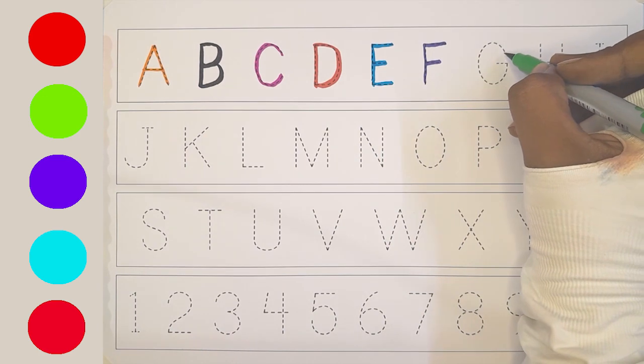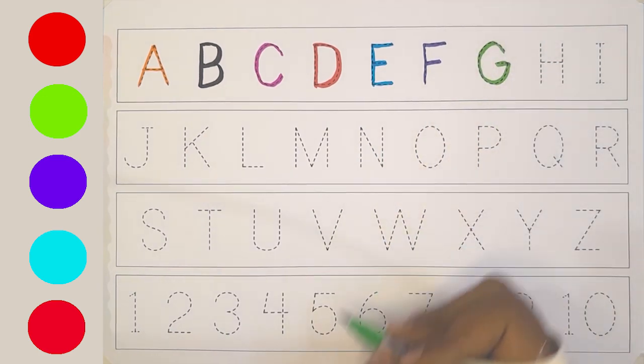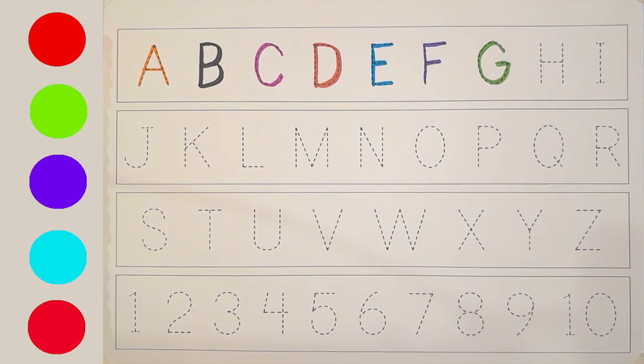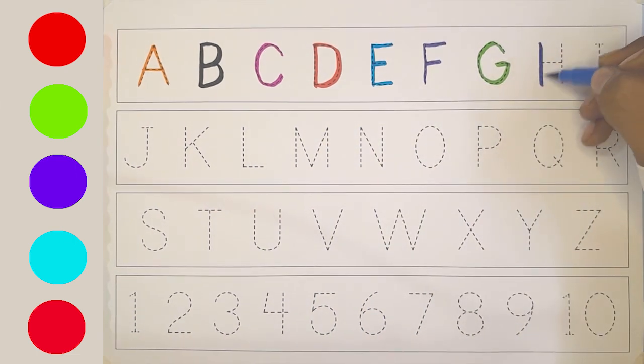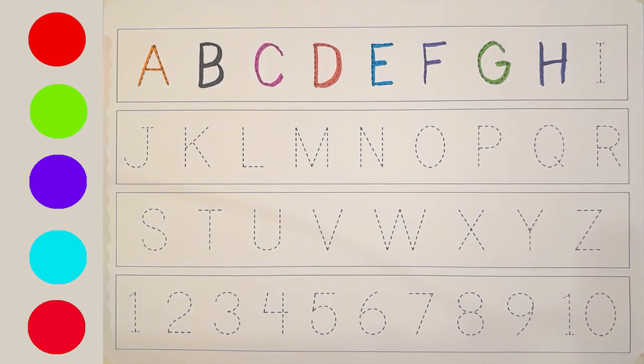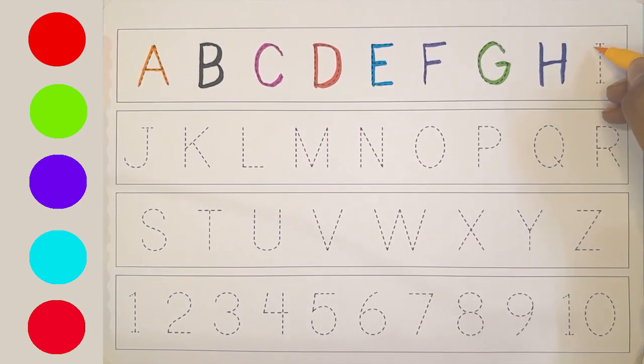Light green color. G. G for goat. Violet color. H. H for horse. Yellow color. I. I for ice cream.